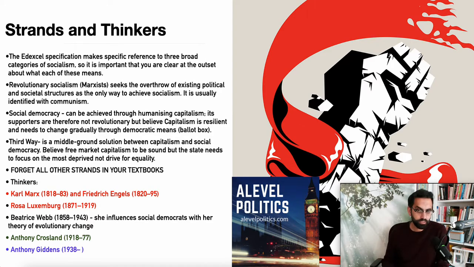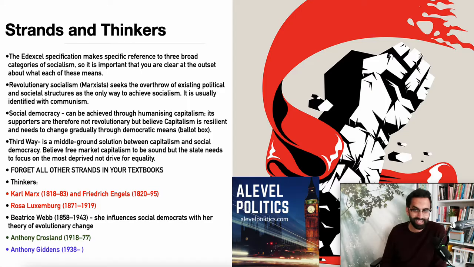Now, you've got the third way. The third way are also called socialists, but they're not really socialists. I suppose we can call them socialists because they come from a socialist root. Most of them used to be social democrats, right? So they've come from the same background. But the third way, I suppose, is a middle ground solution between free market capitalism on the one hand, and social democrats on the other.